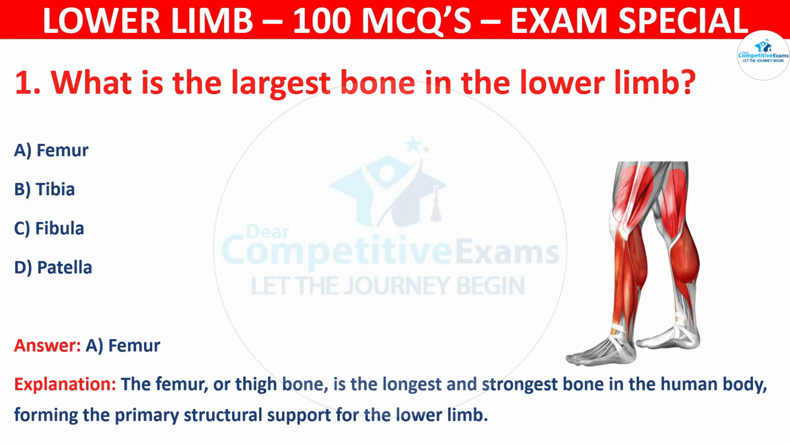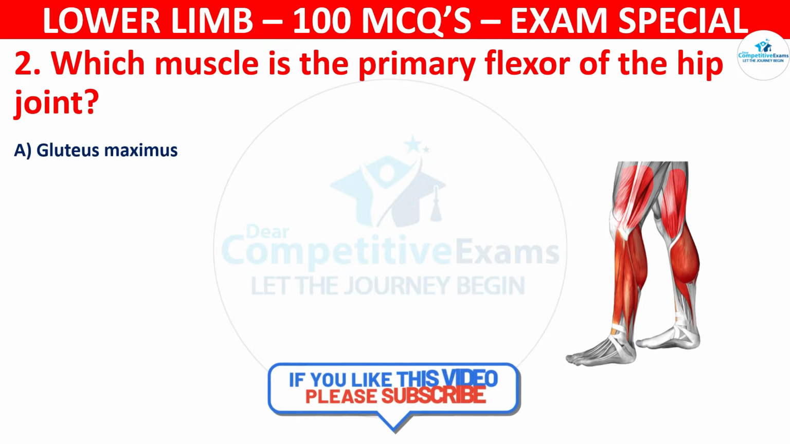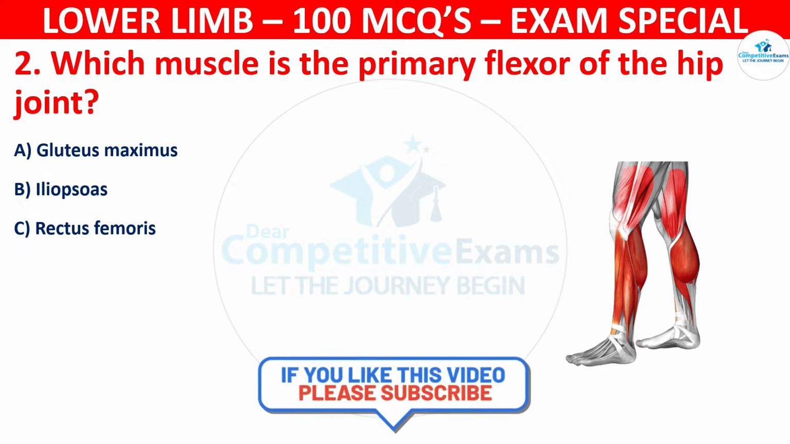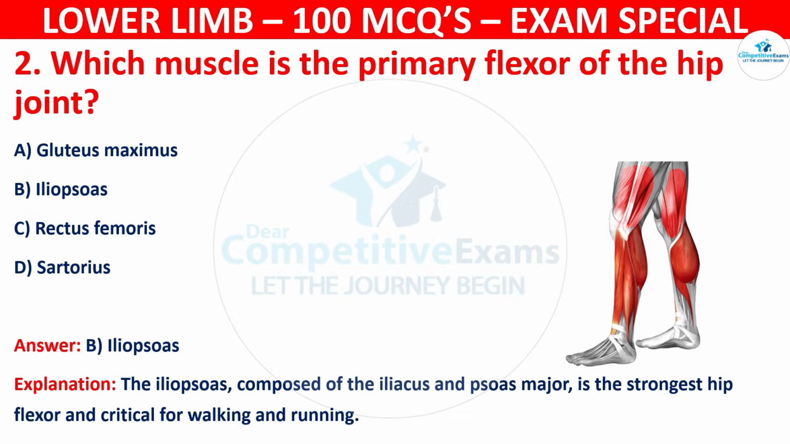Question number 2. Which muscle is the primary flexor of the hip joint? Your options are gluteus maximus, iliopsoas, rectus femoris or sartorius. The correct answer is B, that is iliopsoas.